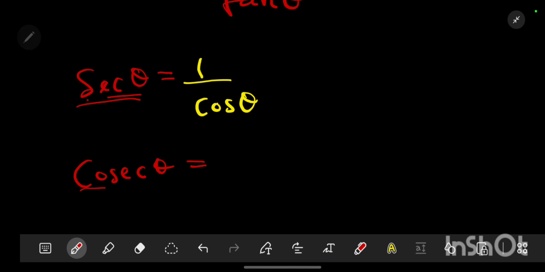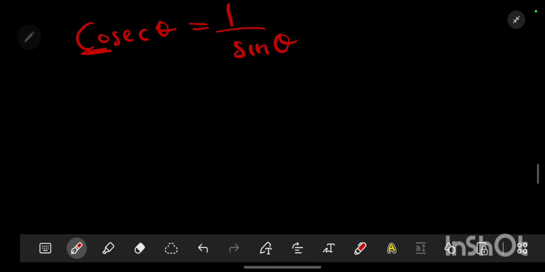So if you just think of when they put co, just think of the opposite. So if this is 1 over cos, this should be 1 over sine of theta, like that. So these are going to be used to be able to answer questions. So now back at the identities that we talked about.